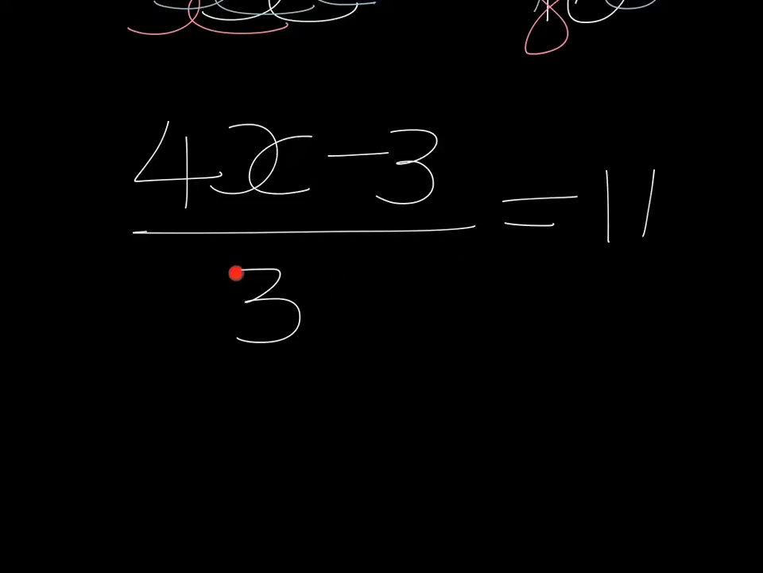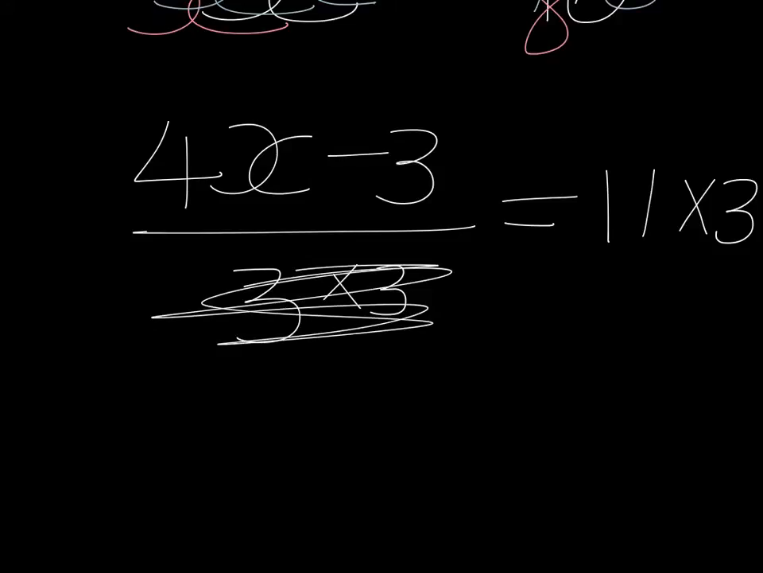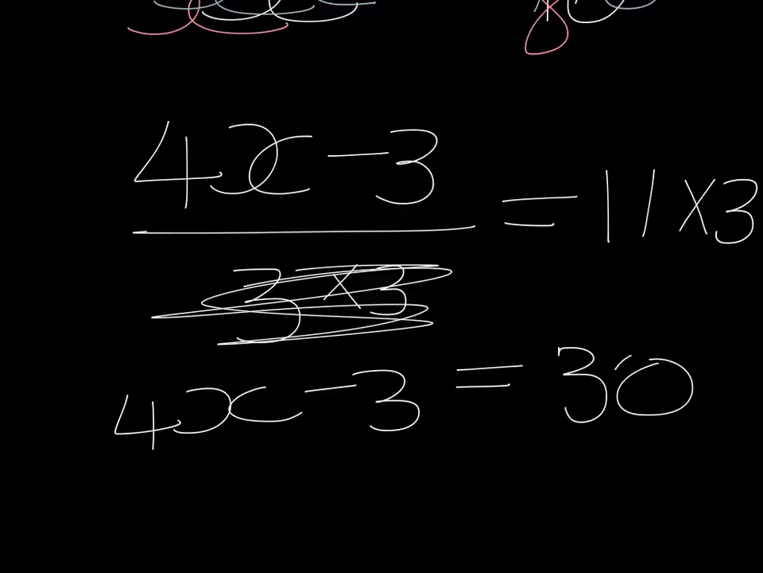What do we do? If we've got to divide by 3, what do we have to do? Oh, yes, you're right. We have to times by 3. And then we've got to times that by 3 as well. So it means we've got rid of that. Now we've got 4x take 3 is equal to 33. Just checking if you were listening.